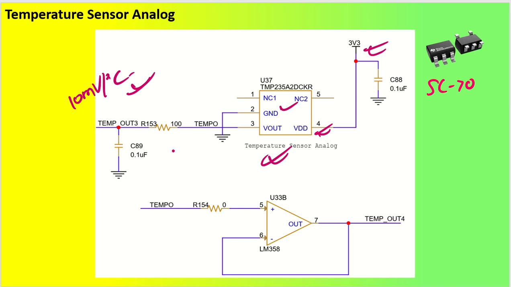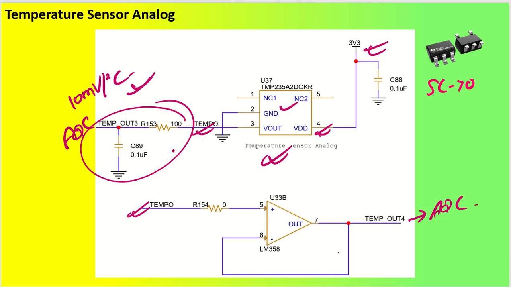Good. So this is the output of your analog temperature sensors. You can send it directly to your ADC, but it is always recommended, instead of doing it this way, to connect this temperature output signal to a buffer, and after that send it to the ADC. This is also one of the recommended methods to send it to your ADC.